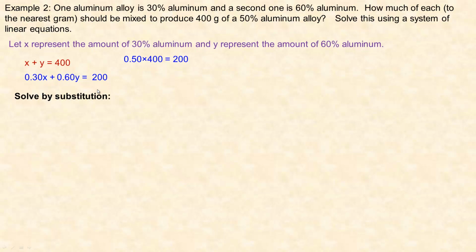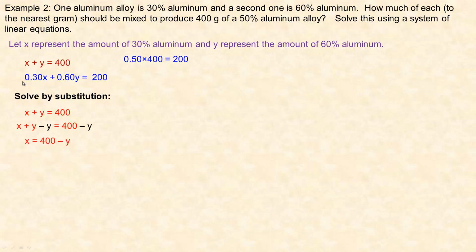So let's solve by substitution first. If I'm doing substitution, this first one is the easier one to isolate for X or Y because there are coefficients of 1 for both of them. I'm going to choose X, so I'm going to isolate for X. I want to get rid of the Y. The Y is added to the X, so we would subtract Y from both sides. So X would equal 400 minus Y.